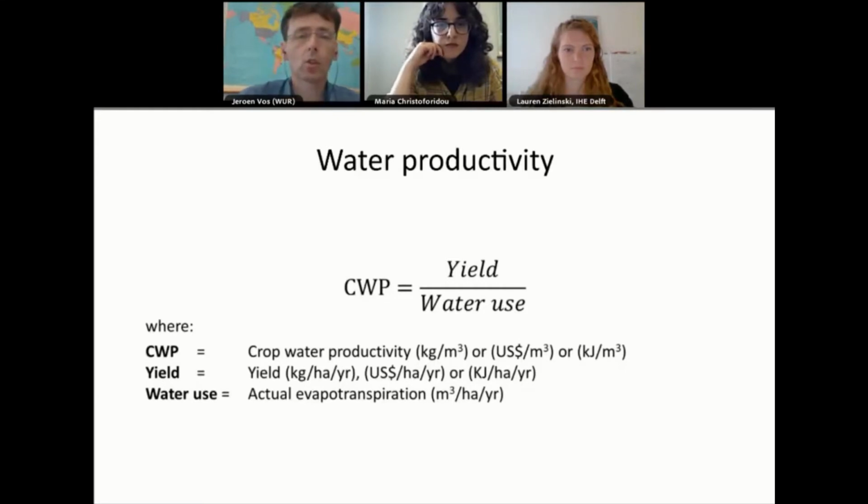Going back then to the core of water productivity, starting with the idea that crop water productivity is the yield divided by the water use. But this yield can be expressed in either kilograms per hectare per year, or US dollars per hectare per year, or kilojoule per hectare per year. And that is important, because that has to do with the goal you have when striving for higher water productivity.